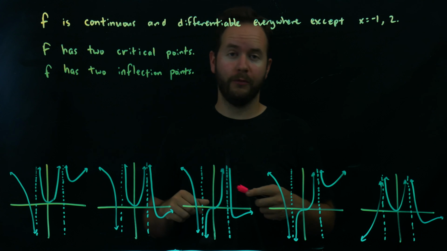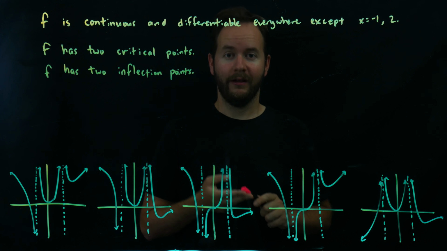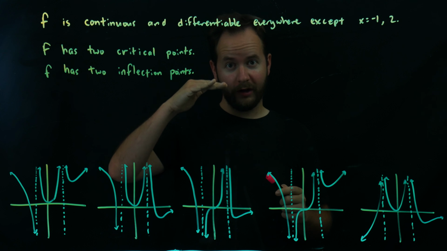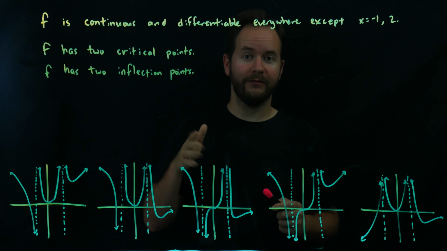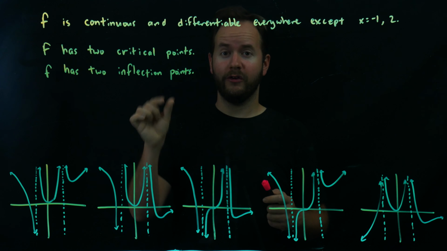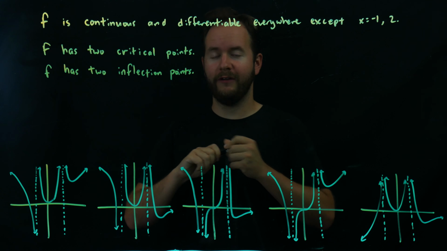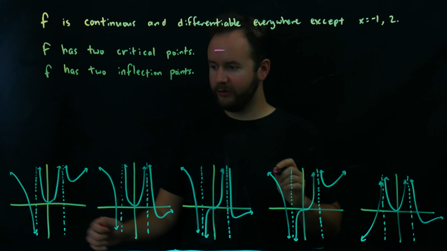f has 2 critical points. That means we're trying to find where the derivative is either 0 or does not exist. Now, that would occur where the graph goes horizontal or has, say, a vertical asymptote or a vertical tangent line. Now remember, critical points technically only count if they're in the domain. So the vertical asymptotes don't count as critical points. We're only going to be looking for horizontal tangent lines on the graph. So let's go ahead and do that.